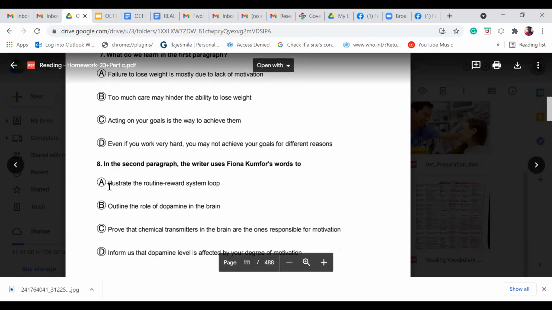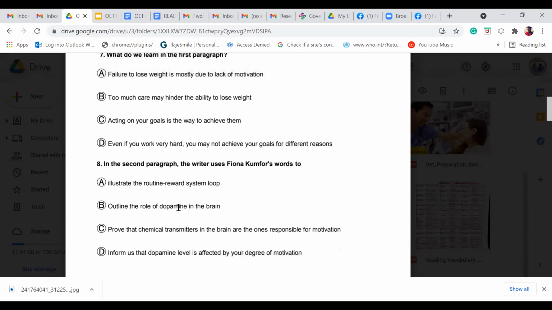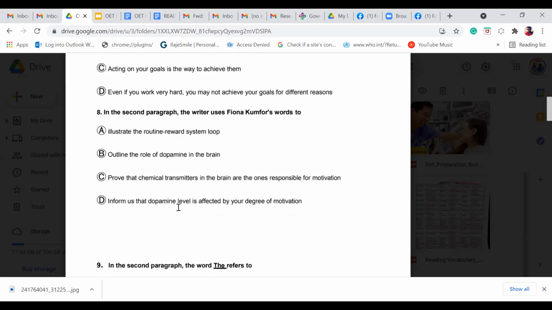Does it illustrate the routine reward system loop? Is it talking about how to outline the role of dopamine in the brain? Does it mean to prove that chemical transmitters in the brain are the ones responsible for motivation? Or is it referring to inform us that dopamine level is affected by your degree of motivation? So take note of that, Fiona's word.